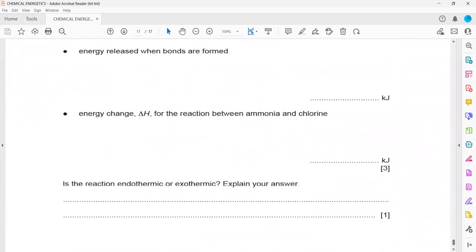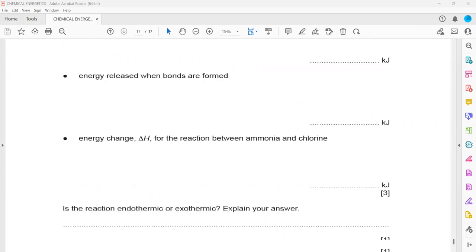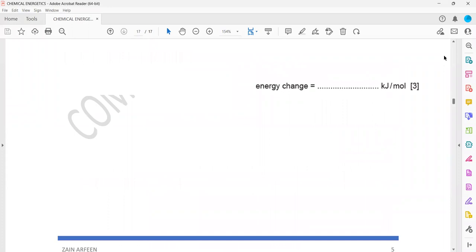Anyone else having a doubt or a question? Any other question or part? So this was exercise 2 related to chemical energetics.